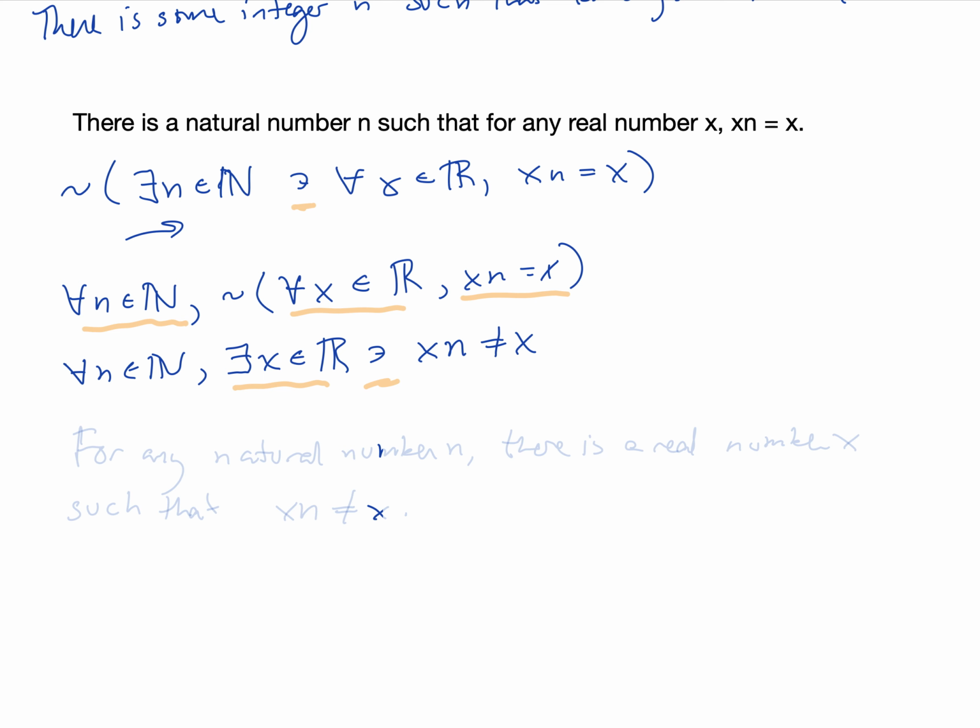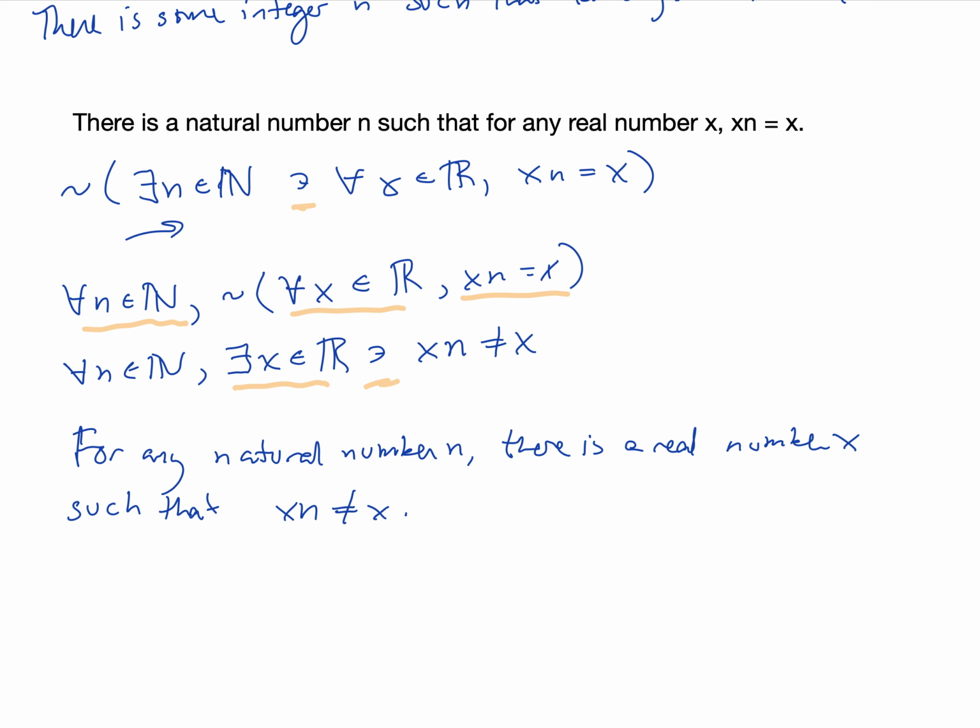For any natural number n, there is a real number x, such that or for which x times n is not equal to x. So we could say that, if we wanted to write it out in English, for any natural number n, there is a real number x such that x times n is not equal to x.